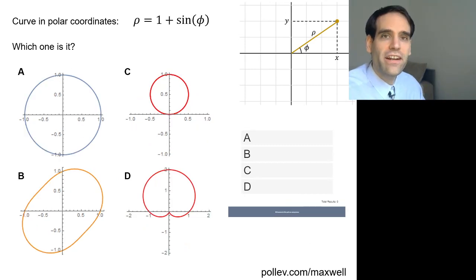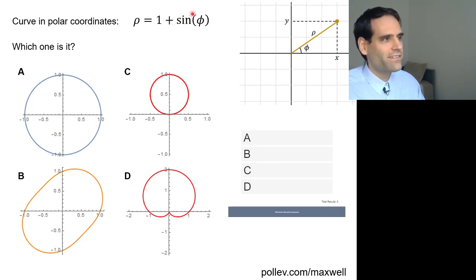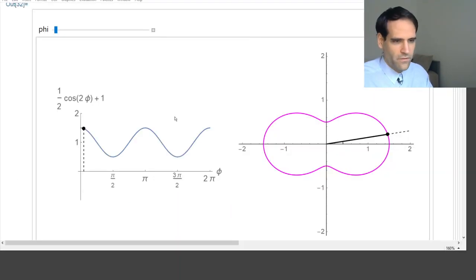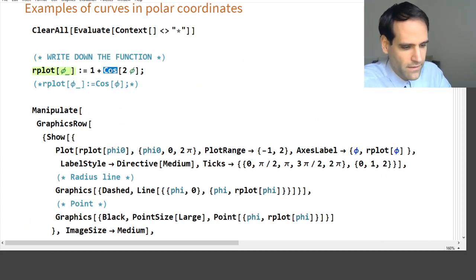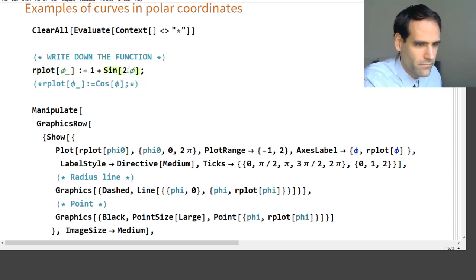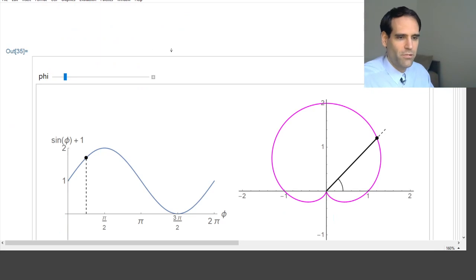Now here I have another example of a very interesting curve, which is rho equals 1 plus sine of phi. Instead of asking you, I'm going to show you in the applet how this looks. So let's do it. First, I need to modify my function. Instead of 1 plus that, I do 1 plus sine of phi. And I run this code. So this updates the plot.